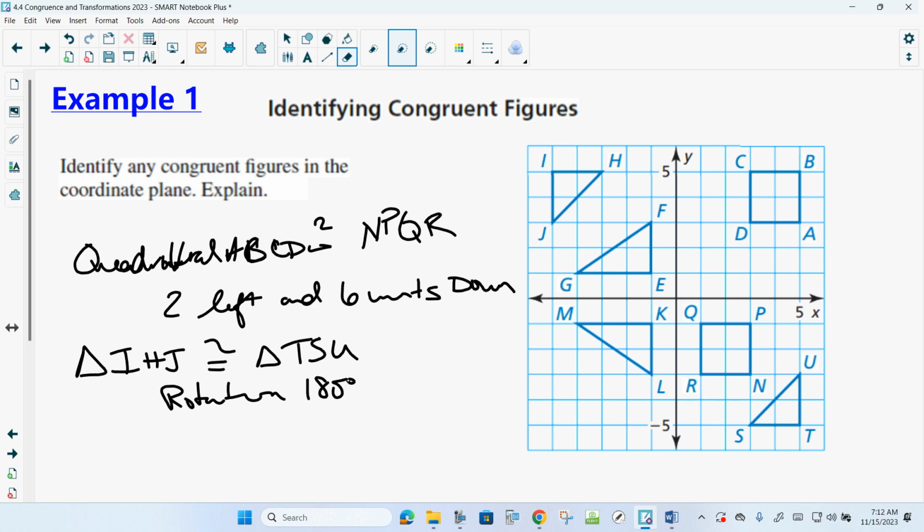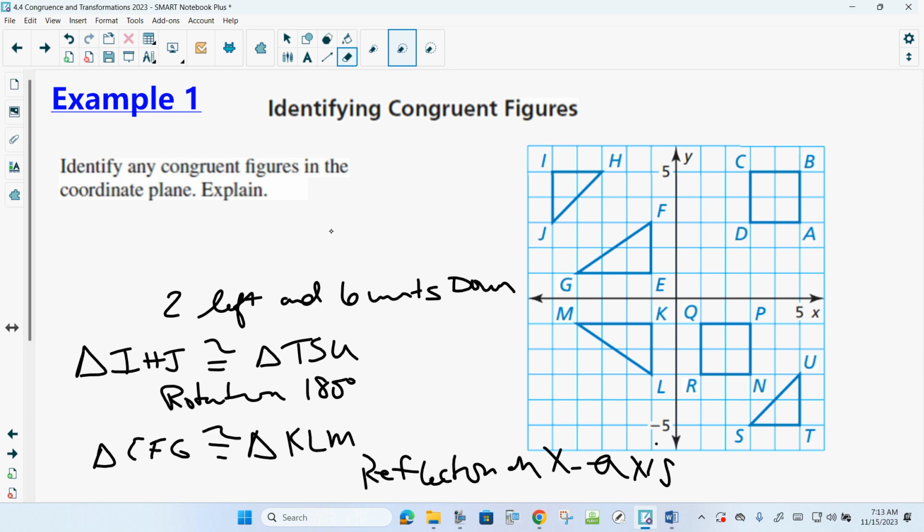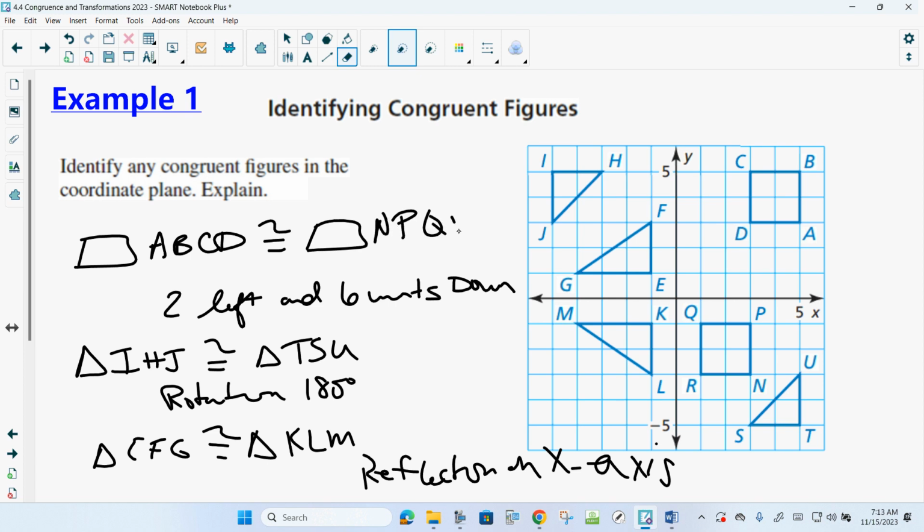And the last one, we have triangle EFG is congruent to triangle KLM, and that one's a reflection on the x-axis. So that's the explanation that they're looking for. It does not change size or shape, and I apologize for my handwriting here. I'm just going to rewrite it here to make it just a little bit nicer. So I'm just going to write quadrilateral A, B, C, D is congruent to quadrilateral N, P, Q, and R.